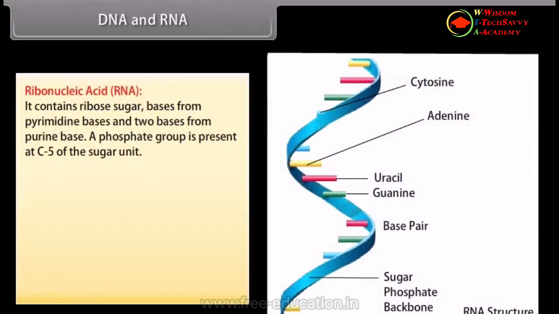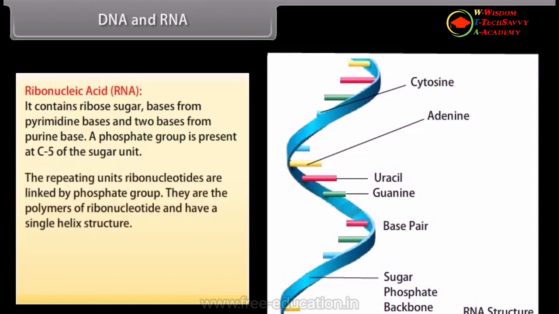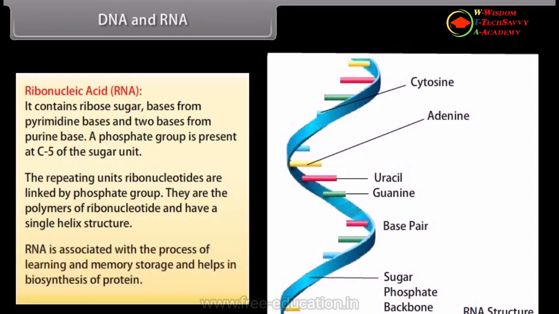Ribonucleic acid. It contains ribose sugar, bases from pyrimidine bases, and 2 bases from purine base. A phosphate group is present at C5 of the sugar unit. The repeating units ribonucleotides are linked by phosphate group. They are the polymers of ribonucleotide and have a single helix structure. RNA is associated with the process of learning and memory storage and helps in biosynthesis of protein.